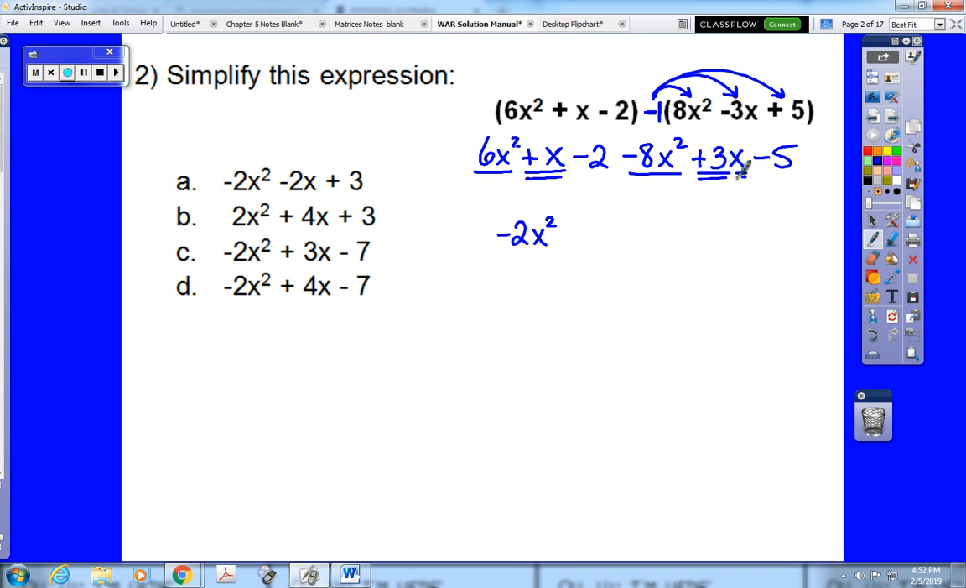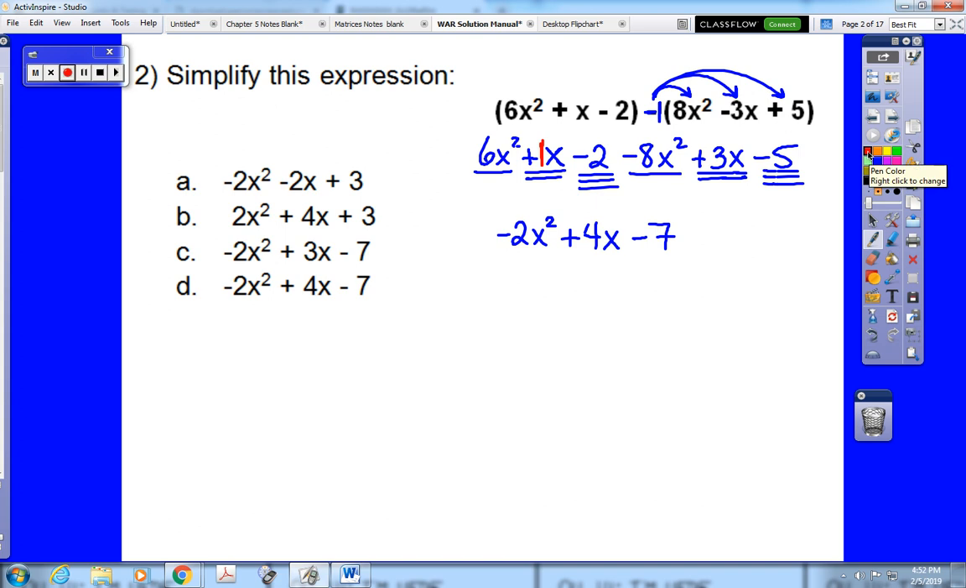x plus 3x is 4x, because again there's an invisible 1 in front of this x. 1 plus 3 is 4. And negative 2 plus negative 5 is negative 7. So this is the answer we're looking for, negative 2x squared plus 4x minus 7.